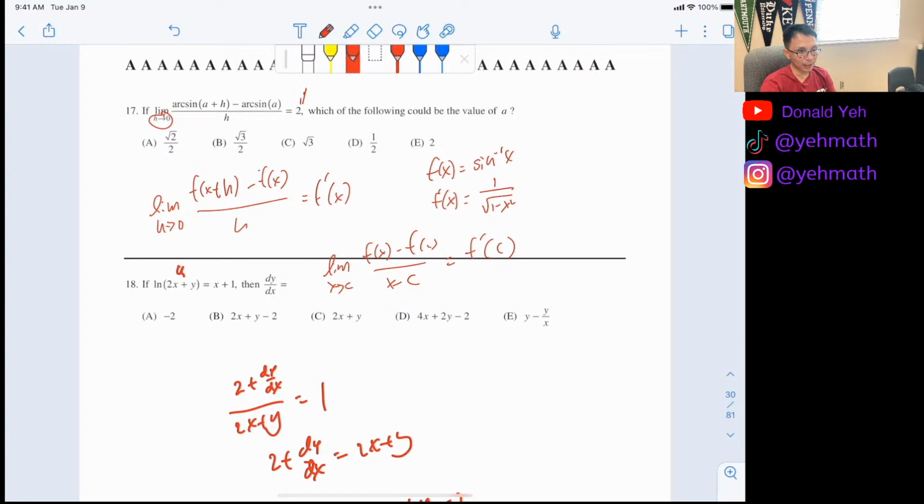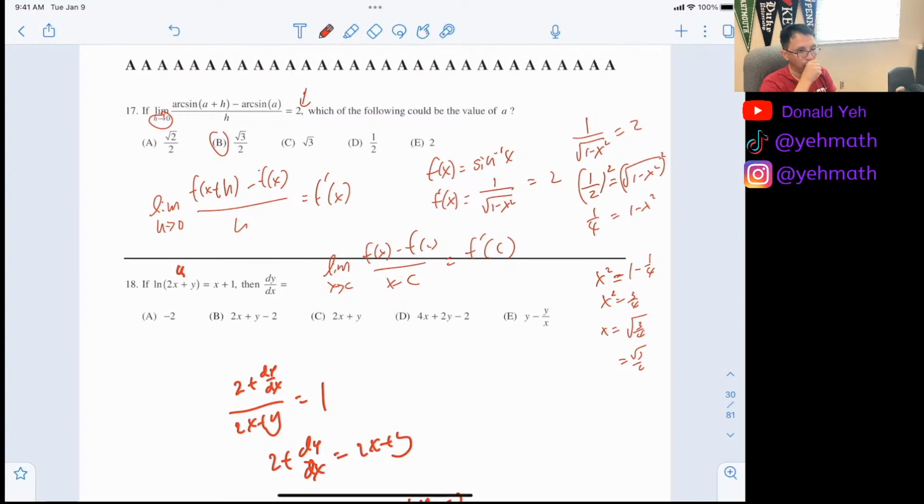Now, with that being said, they say, you know what? The derivative's equal to 2. Can you figure out what x value? So 1 over square root 1 minus x squared is equal to 2. Cross multiply. Divide both sides, so 1/2 equal to square root 1 minus x squared. Square both sides, that's 1/4 equal to 1 minus x squared. Moving to the other side, x squared equal to 1 minus 1 over 4. X squared equal to 3 over 4. X equal to square root 3 over 4, which is square root 3 over 2. They say it could be a, so don't worry about negative.